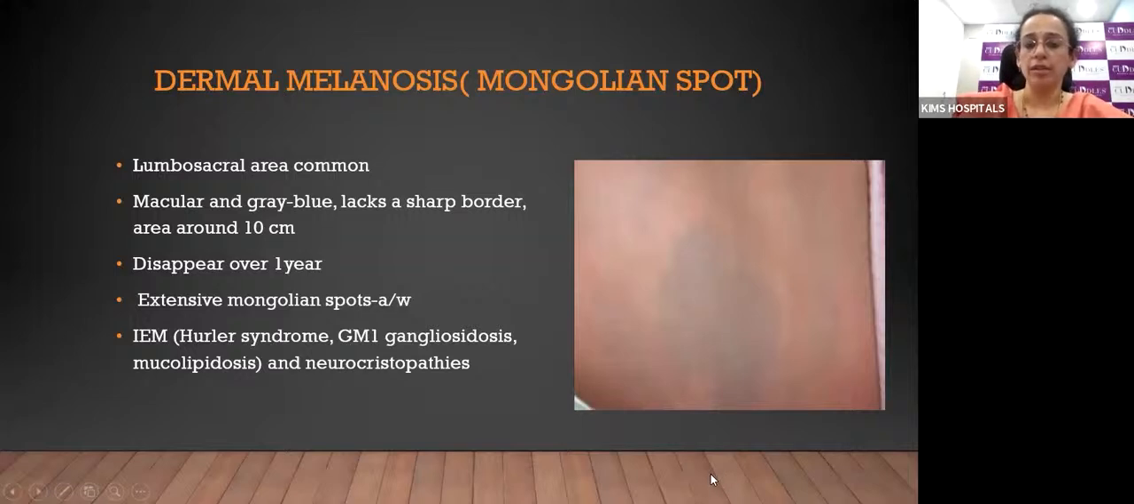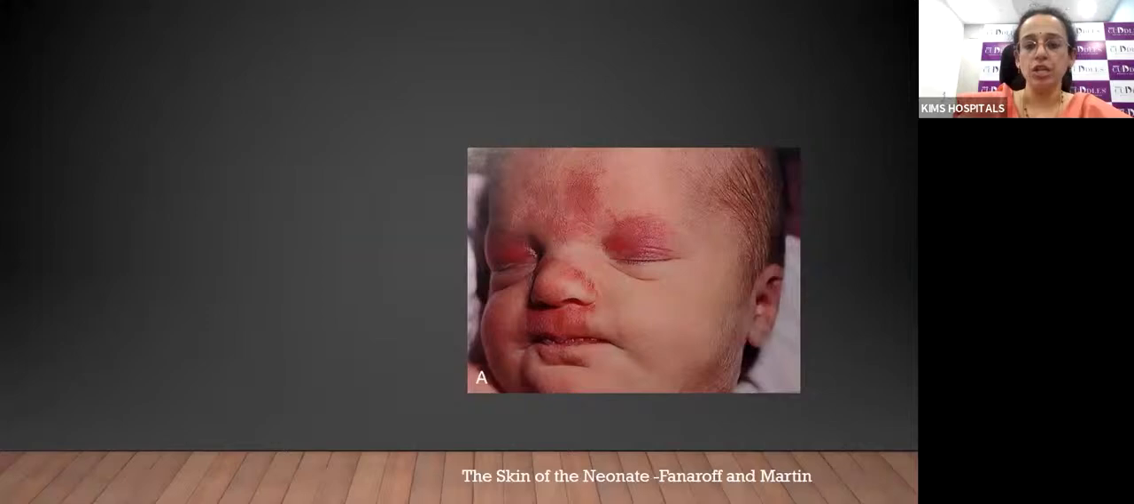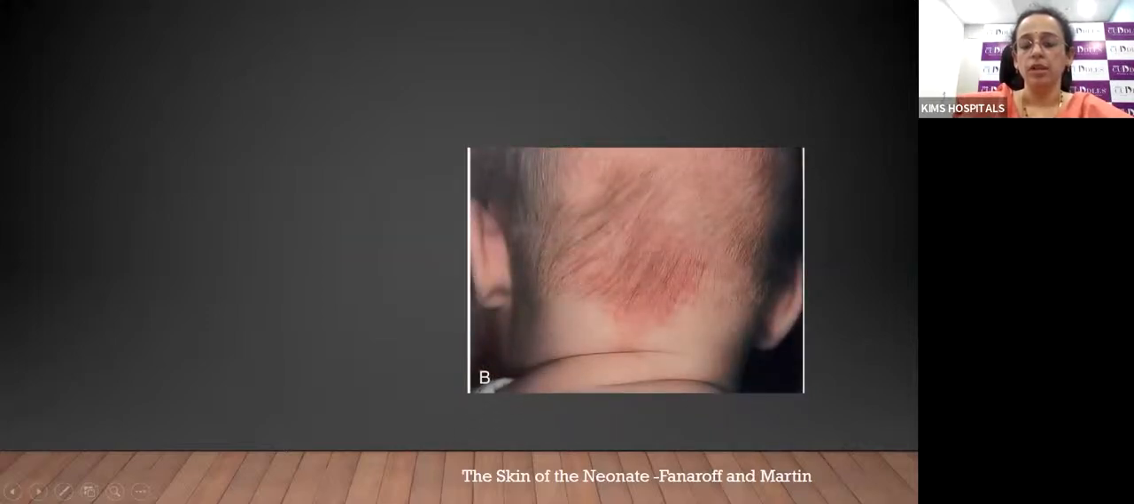If extensive areas are seen, then we can offer evaluation for IEMs by offering them either TMS or newborn screening. Coming to the vascular lesions on the skin of the neonate, here we can see an erythematous lesion over the eyelids, in between the eyebrows, and also the nose and upper lip of the baby. This is the salmon patch, which is also seen posteriorly over the occipital area. We commonly see this in babies who come to the OPDs.